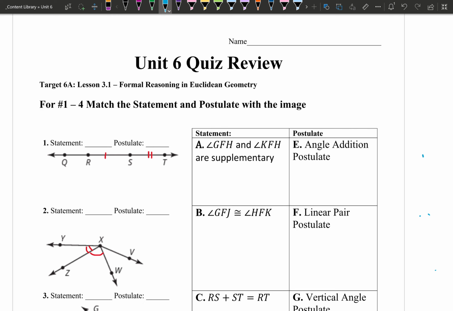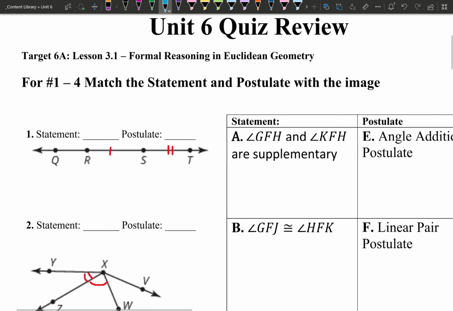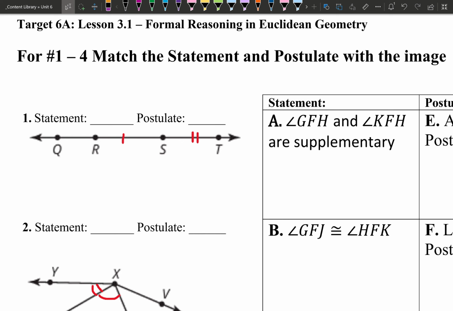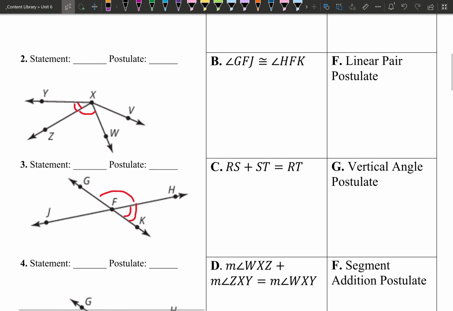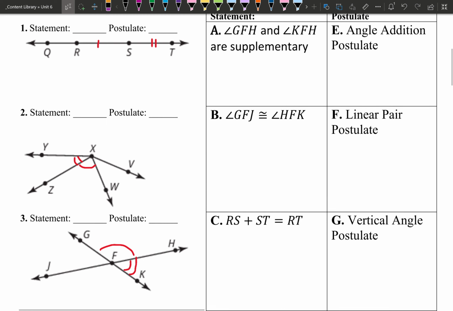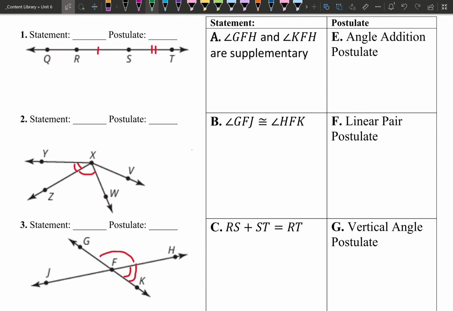Let's get started. Alright, for number 1 through 4, what we're going to do is match the statement and the postulate. On the first image, what I see is a line with some line segments. And I see 2 line segments marked. So let's see what statement that could be. It looks like the only one that talks about line segments is letter C. So statement C. Perfect. I'm going to cross it off.